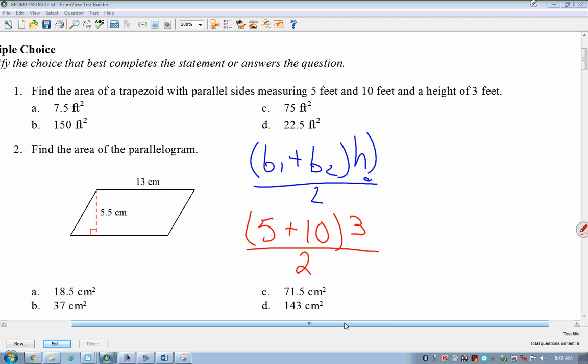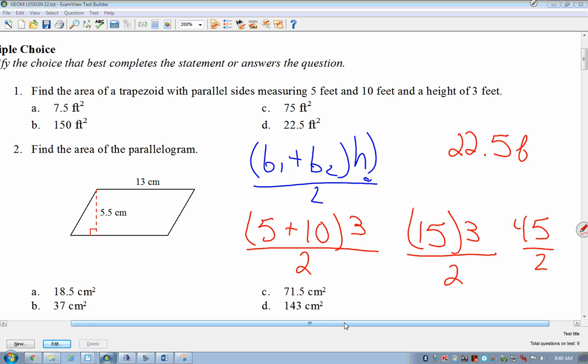What's the first thing I want to do there? Parentheses. 5 plus 10? 15. So I got 15 times 3 divided by 2. It's 15 times 3. Okay, so we're at 45 divided by 2. Should be something like 22.5 feet. And because it's area, what should it be? Squared. Very good. Thank you. 22.5 feet squared.